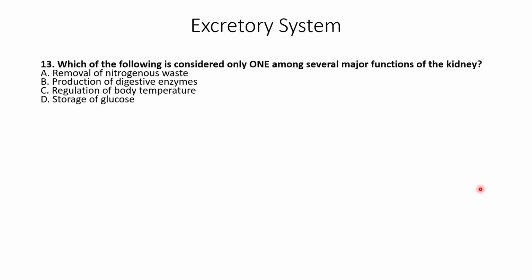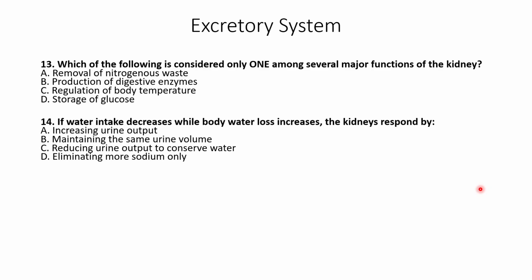Yeah, perfect. So that's exactly right. The removal of nitrogenous waste is one of the major functions of the kidney. I think I have other questions on what the nitrogenous waste is, so I won't talk about it right away. Of course, the kidney doesn't produce digestive enzymes, it doesn't really regulate body temperature, and it does not at all store glucose. That would be catastrophic. So, right, the answer here is A option.